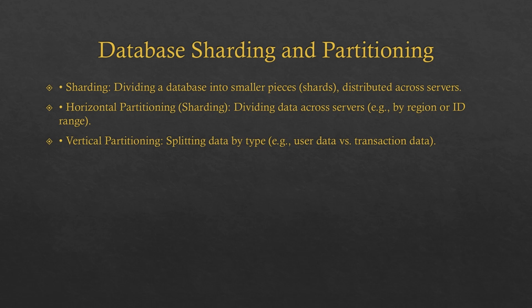Sharding and partitioning help scale our database to handle large amounts of data and traffic. Sharding divides our database into smaller pieces called shards and distributes them across multiple servers. Horizontal partitioning, or sharding, splits the data by rows, such as dividing users by region. Vertical partitioning divides the data by columns, such as separating user data from transaction data.